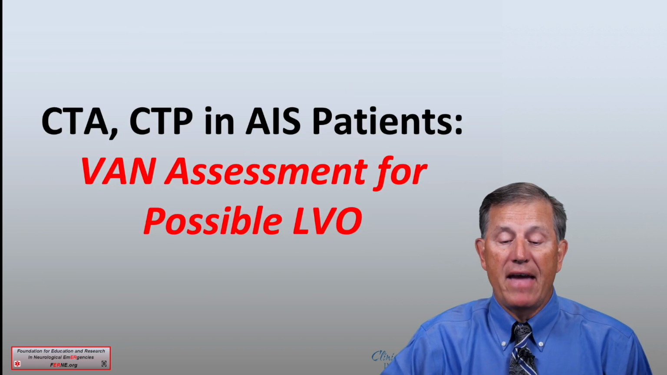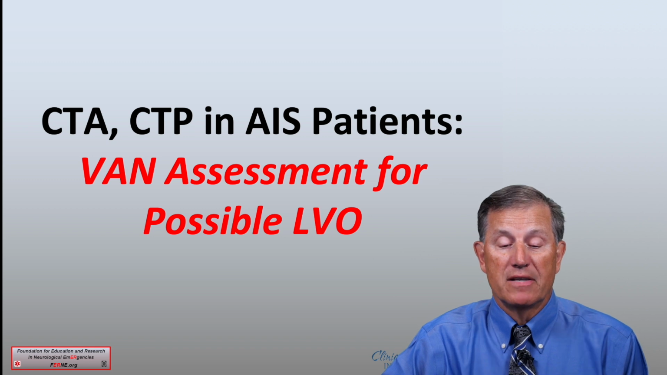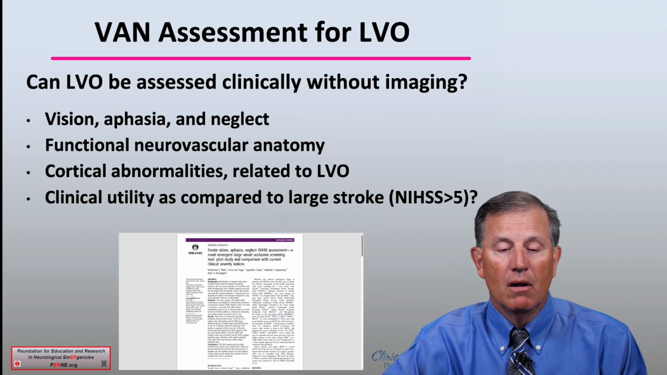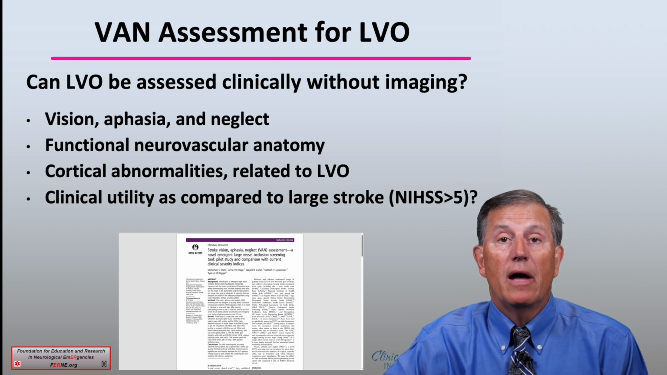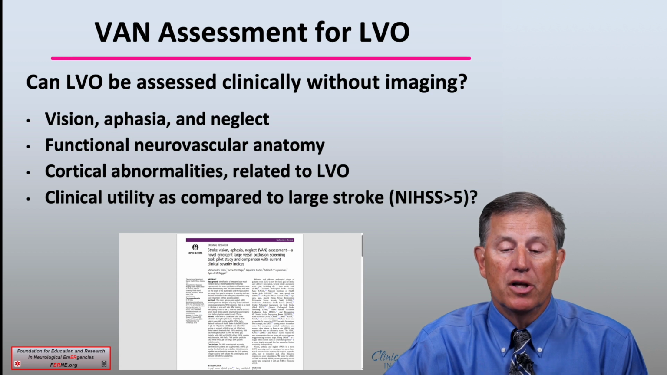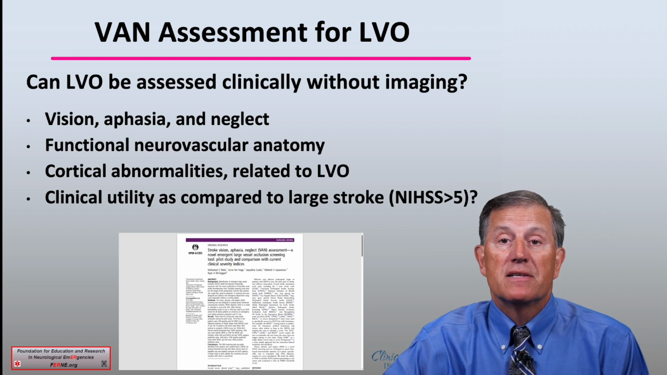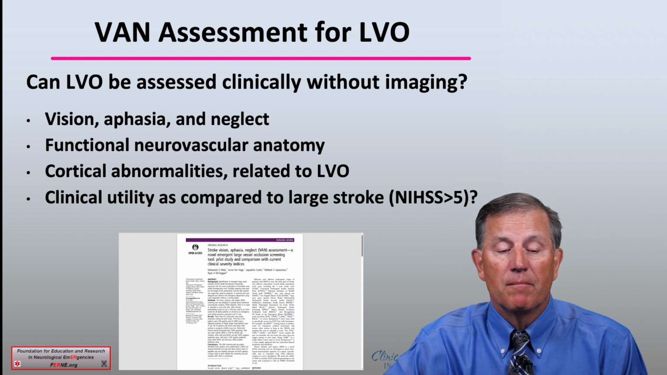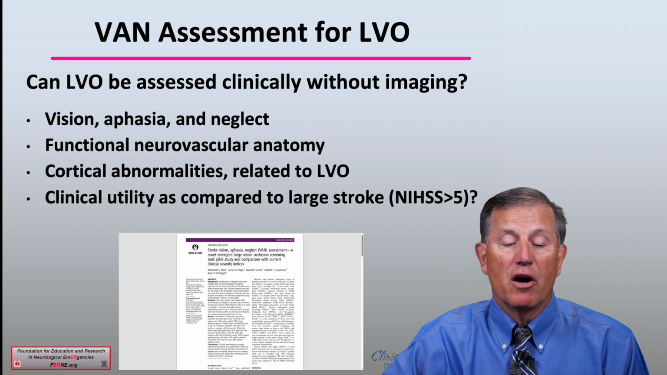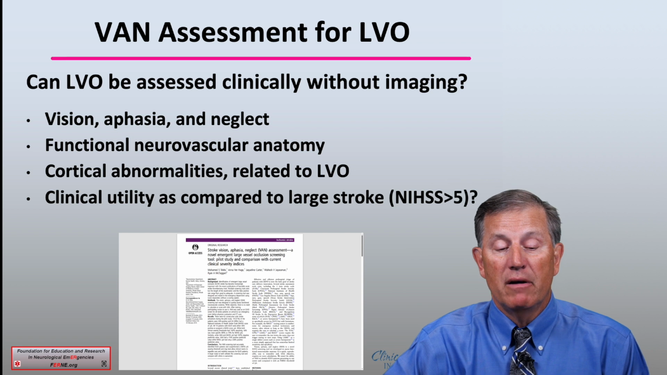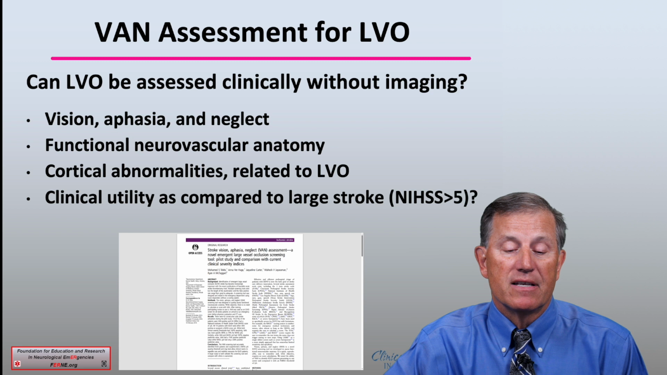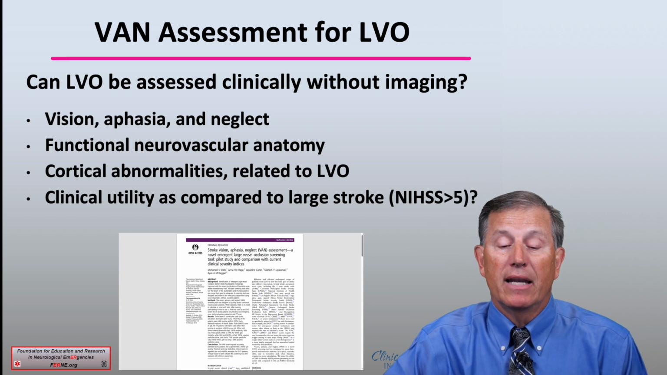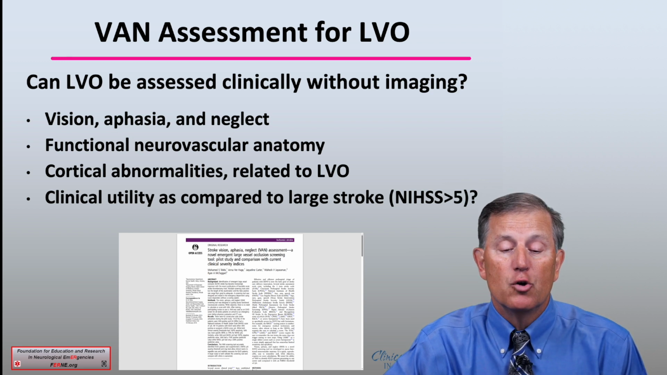Now, what is meant by the VAN assessment for possible large vessel occlusion? This article demonstrates that it is possible to estimate whether there is a large vessel occlusion without specific CT multimodal testing. When we talk about VAN, we're talking about vision, aphasia, and neglect. And these are functional neurovascular anatomy deficits.